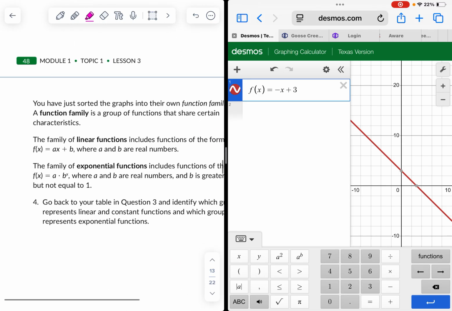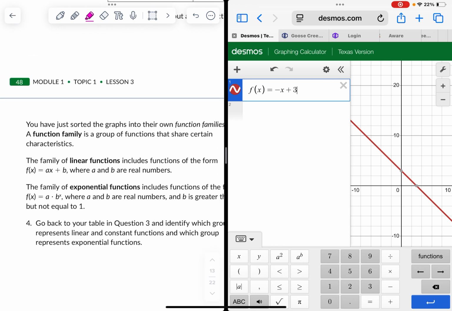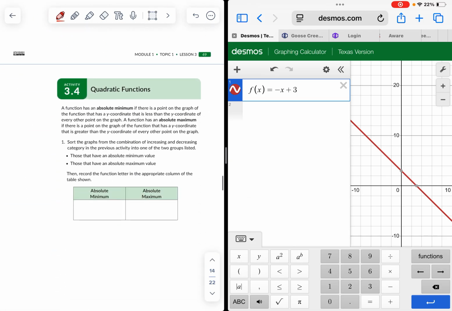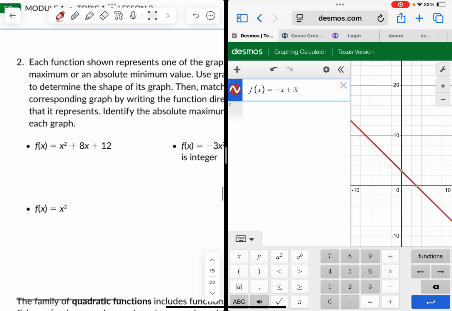So I'm just going to make a note of that in your book. No exponent. That's kind of how you can tell. But again, you don't have to guess, because you can always just go type it into Desmos. Linear is going to have no exponent. Quadratic, we haven't seen yet. So let's go take a look at these.